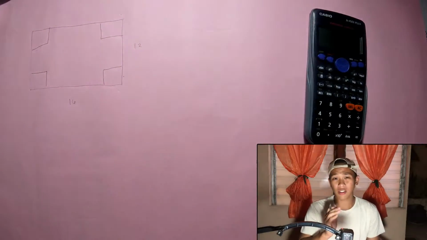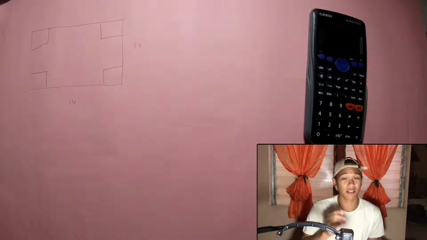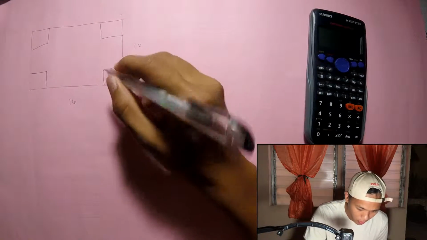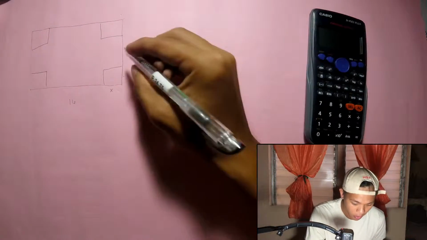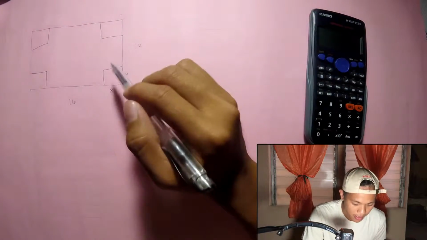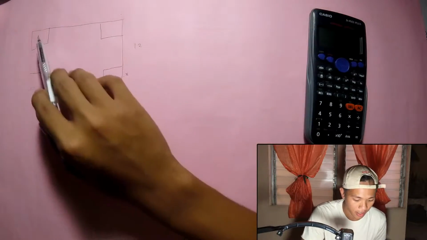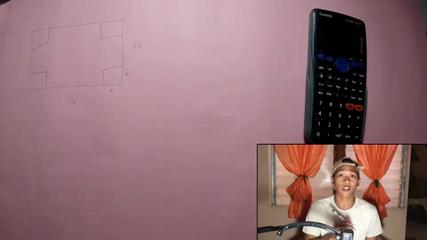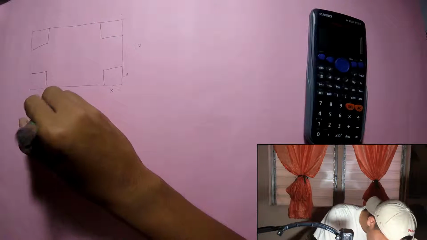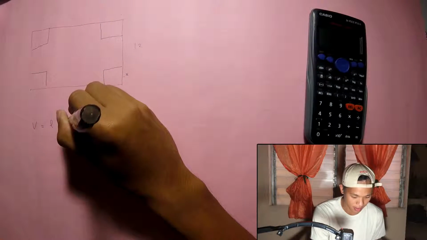So since we do not know their dimensions, let us just label them as X. So over here we have X, and then over here we have X. All these sides are X's, and then since all of these squares are the same, all of their sides are X's. So for the formula of volume, let us write it down. Volume equals length times width times the height.